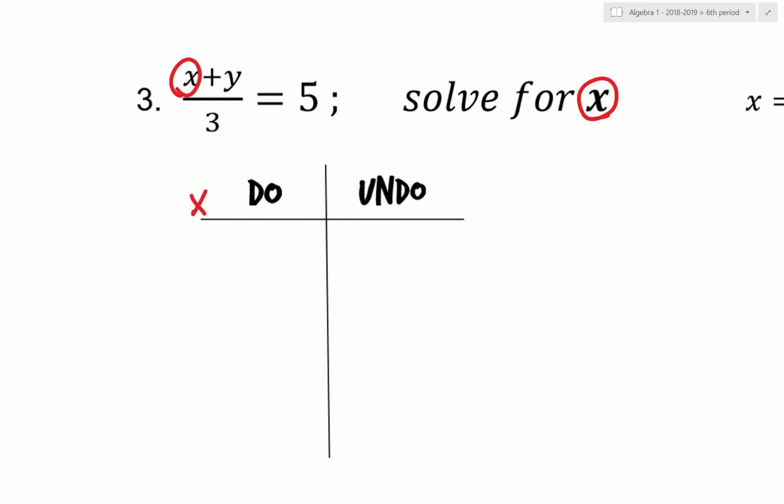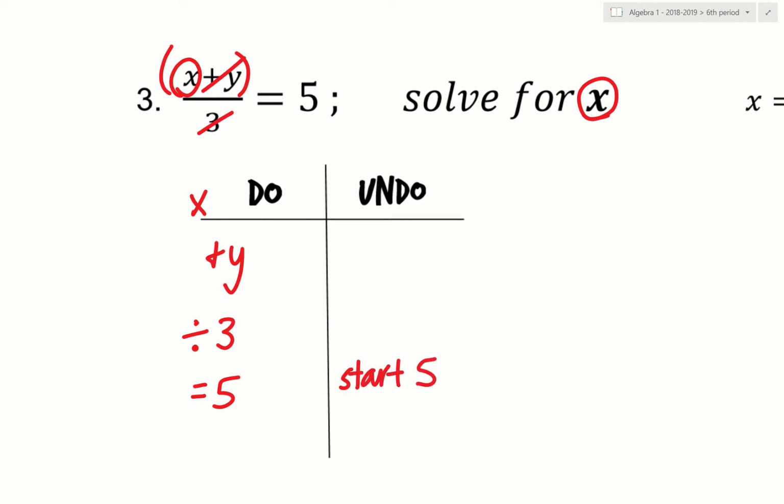What's happening to X? It's in the numerator, so take care of the numerator first. So add Y. Then what? Divided by 3. Then what? Equals 5. What's the opposite of equals 5? Start 5. Then opposite of divide by 3? Good. What's the opposite of plus Y? Good. So what's my answer here?